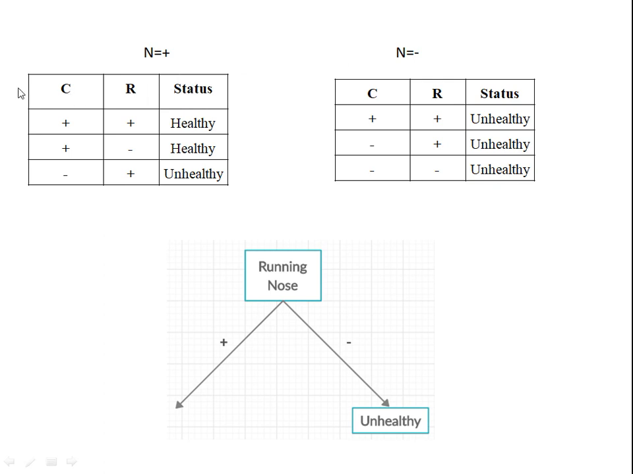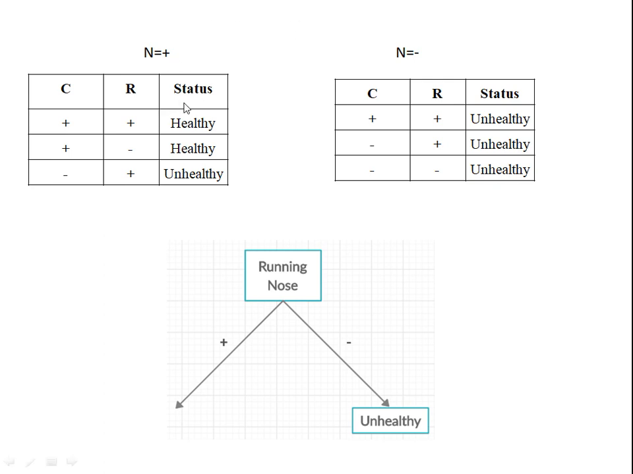Now there is no need to add the n plus field because we are creating the table for n plus and n minus. Only the C attribute and the R attribute will come, and status: C, R and status. This is for n plus and this is for n minus. Therefore our total 6 records are divided into 2 smaller subsets of 3 records.